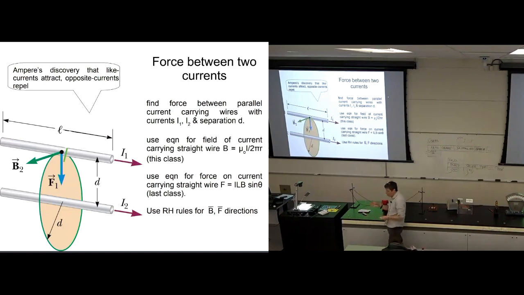So we're going to combine these two to find out the size of the force between the wires, and we're also going to combine a couple of right-hand rules, you'd be pleased to know, to figure out the direction of the forces between these two current carrying wires. So that's our task here.